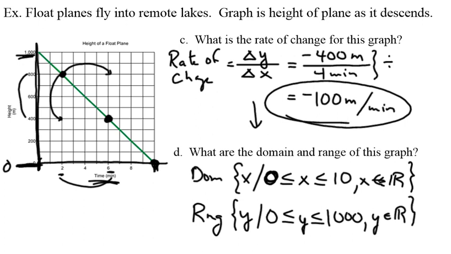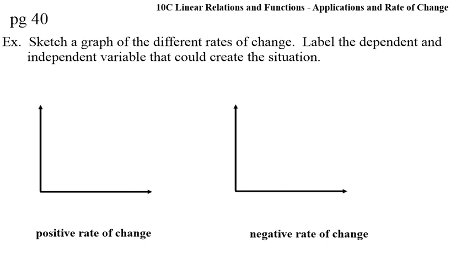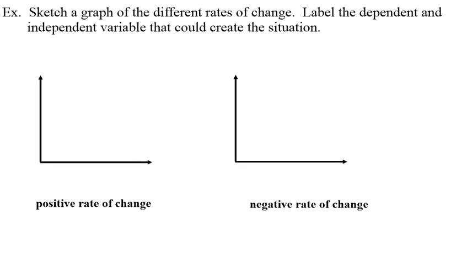So all of this information we've talked about fits together for linear relations. Page 40, a couple more examples. Make sure there's a solid understanding. Page 40, sketch a graph of different rates of change. Well, what have we seen about positive rate of change? It's when our graph is going in an upward direction to the right. That's a positive rate of change.